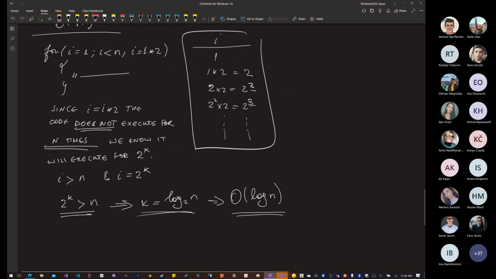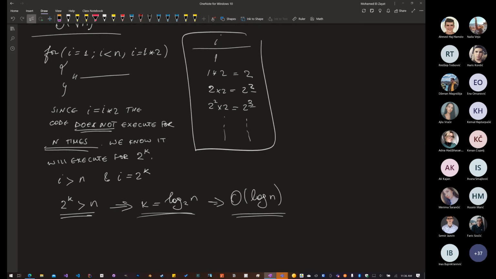Now, if you are trying to hack your exam, and you see a for loop like this, if you multiply by 2 or divide by 2, you are always in that logarithmic function, right? That's pretty much it. Does this make any sense? Yes, it does. Okay. All right. Any questions for me? Guys, are you still alive? No?